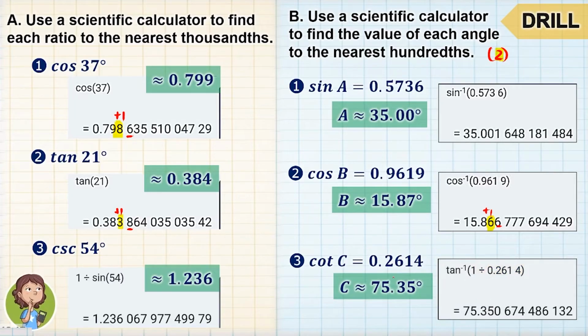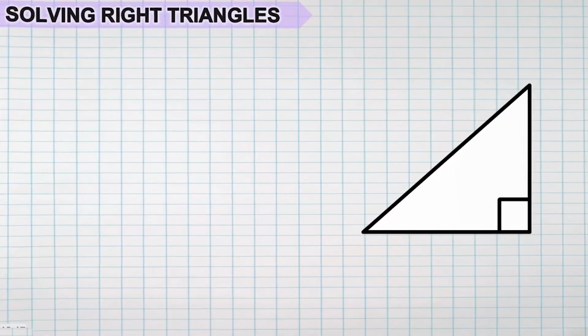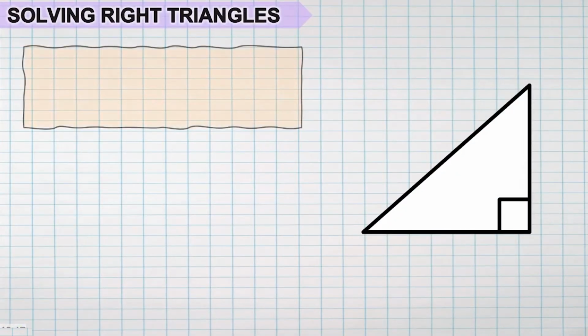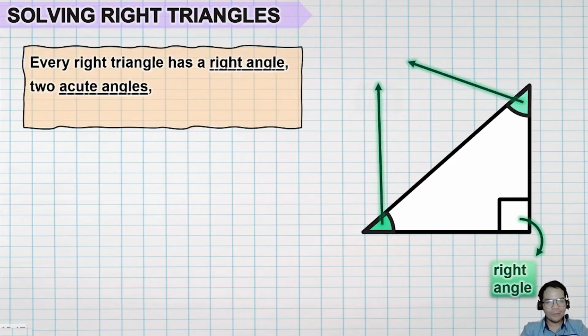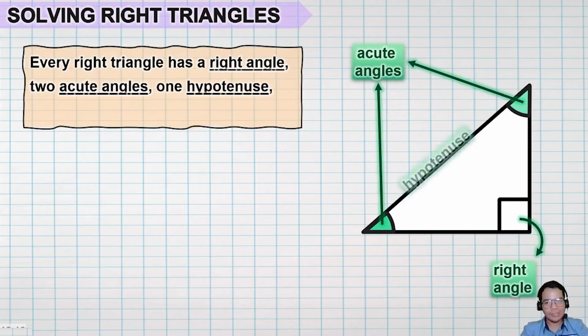Now, as we may proceed, let's now discuss what do we mean by solving right triangle. In every right triangle, there will always be a right angle. Kaya nga siya tinawag na right triangle, di ba? So, there is an angle that measures 90 degrees. Another two parts of this given right angle is what we call the acute angles, the angles other than the right angle. They are called acute angles because they are angles that are less than 90 degrees.